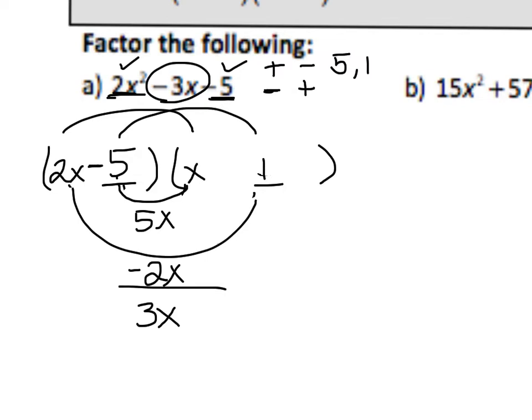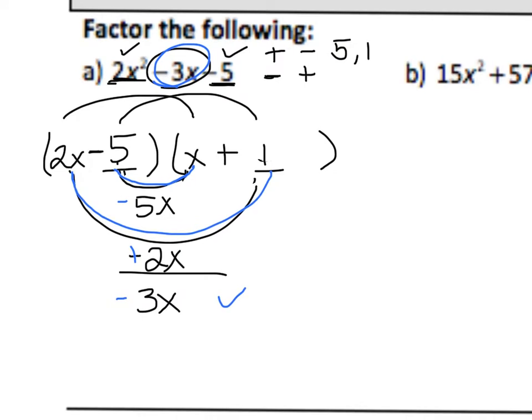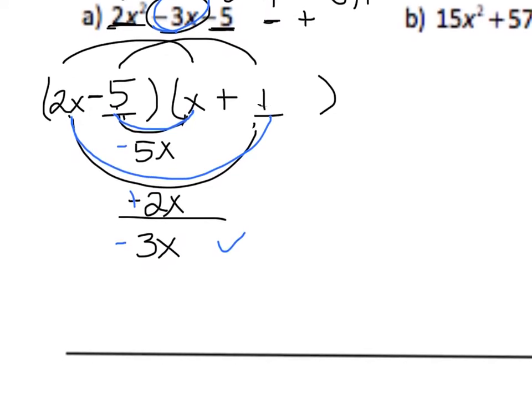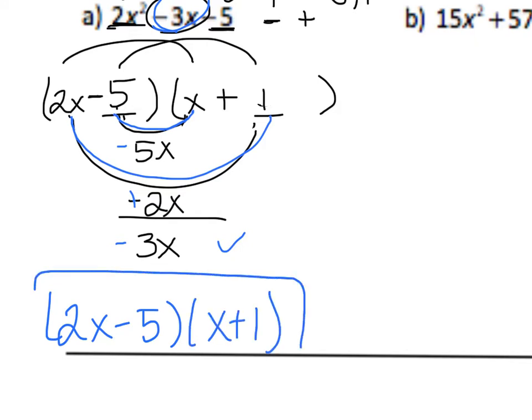Make this one negative and this one positive. Now if I multiply negative 5 times x, I'm going to get negative 5x. And 2 times a positive 1, that's a positive 2x. So now I'm going to get negative 3x, which is what my middle term should be if I multiply it back together. So your final answer in factored form would be 2x minus 5 and x plus 1. Again, it's just going to take some guessing and checking, and just make sure that you check your middle terms.